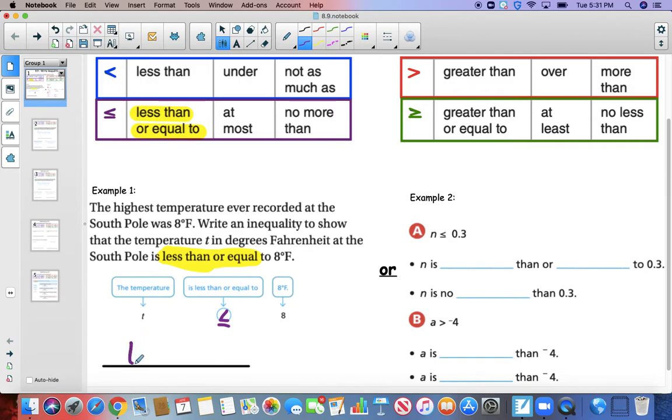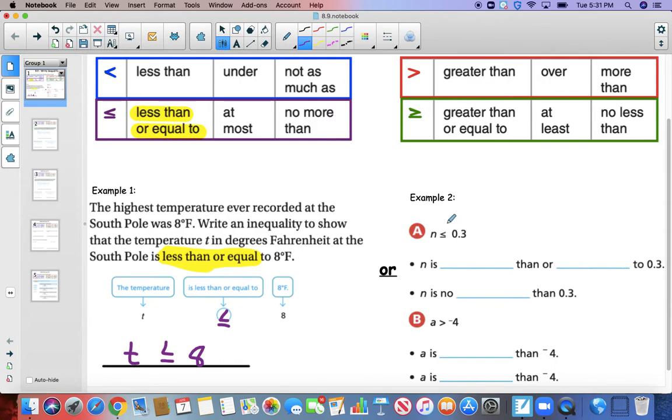So now I'm going to go ahead and write that T, and I make it look a little fancy because it's the variable. T is less than or equal to 8. And that's where you'll leave it. So we went from a sentence to an inequality. Now let's take an inequality and turn it into a sentence.